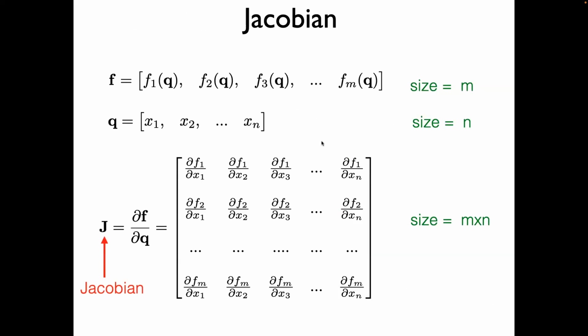To do inverse kinematics, we use the Jacobian. Consider a function f, which consists of several functions, f1, f2, f3, and so on, which are functions of Q, where Q is the independent variable consisting of x1, x2, and so on till xn. F is of size m, Q is of size n. So the Jacobian is defined as df dq, which is this matrix. It is of size m cross n.